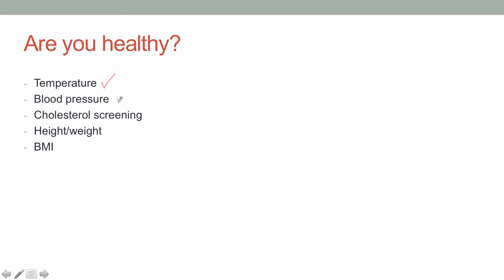You may check your blood pressure, check your cholesterol. There's all sorts of tests. You may decide if you are healthy based on your height or weight, or whether you are a little overweight with your body mass index. You may look at your exercise. Do you exercise regularly? Do you eat healthy? These are all things we can measure to figure out, are we healthy?